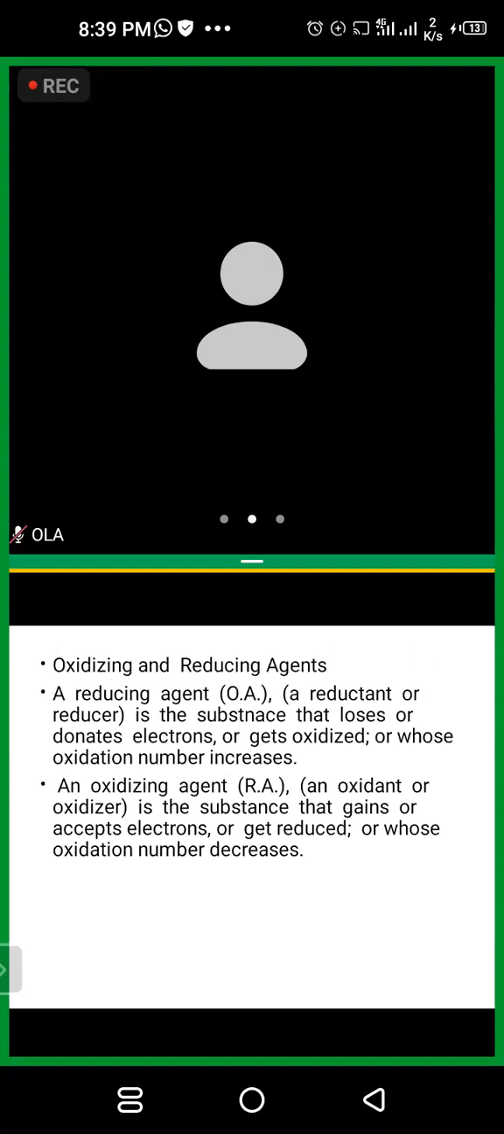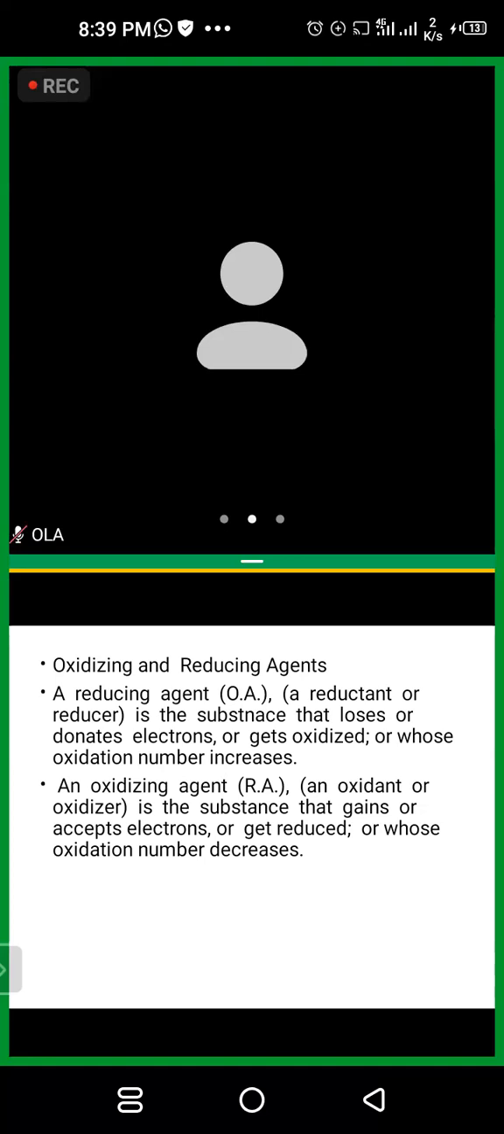Now, we talked about oxidizing and reducing agents. These are the definitions of oxidizing and reducing agent. A reducing agent, a reductant or reducer, is a substance that loses or donates electrons, or gets oxidized, or whose oxidation number increases.